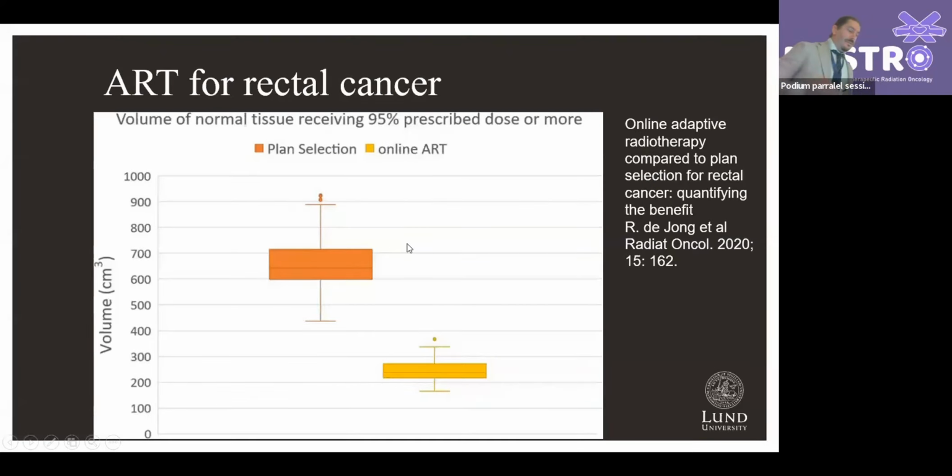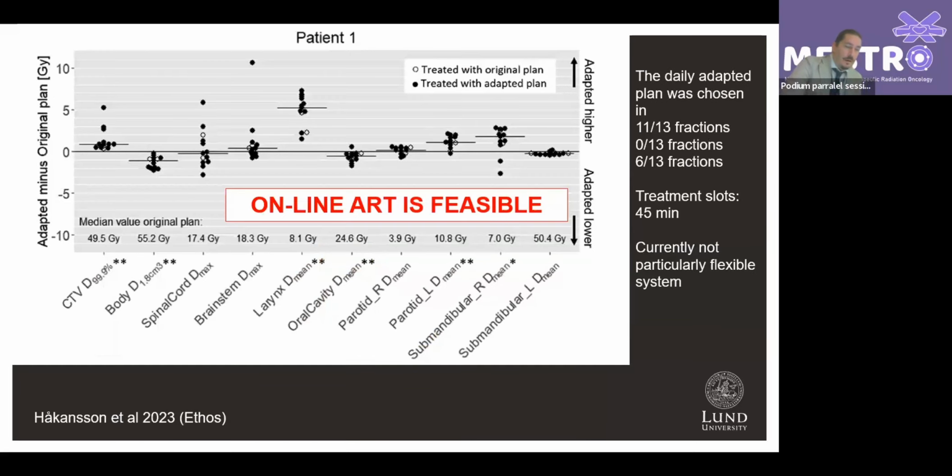important. There is another study by a Dutch group, De Jong, and they're looking at ART for rectal cancer. As we discussed previously, there are really great benefits possible with this technique, and reduction of radiated volume by sort of half is quite possible. We talked about Ethos before. I think the main points have been made, but this is from the Danish group.